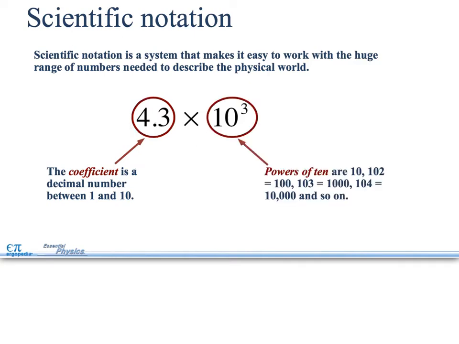Powers of 10 are just that. 10 squared equals 100. 10 cubed equals 1,000. 10 to the fourth equals 10,000. This is kind of confusing. We'll go over more of this in class. So basically, you're going to have 10 to the fourth, or 10 to the fifth, and so on and so forth.